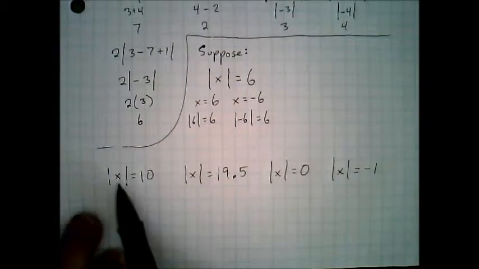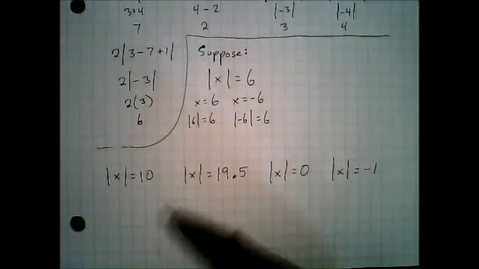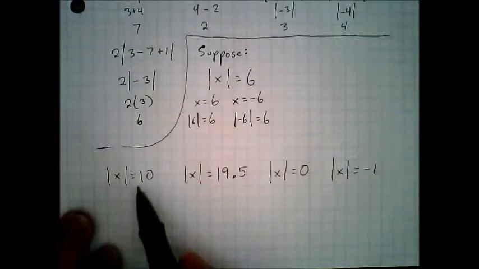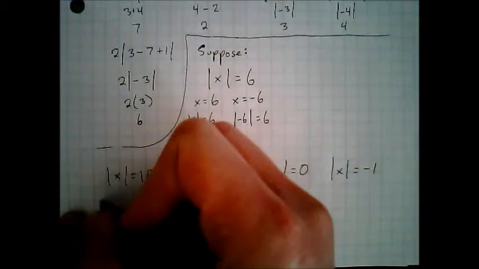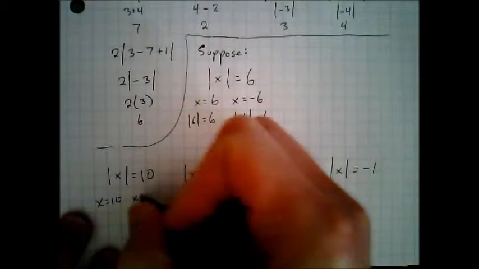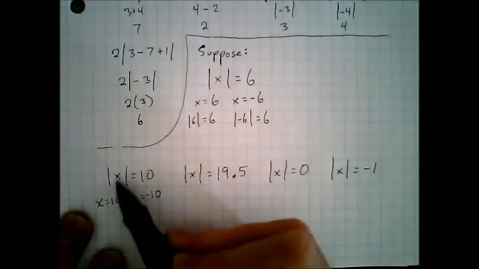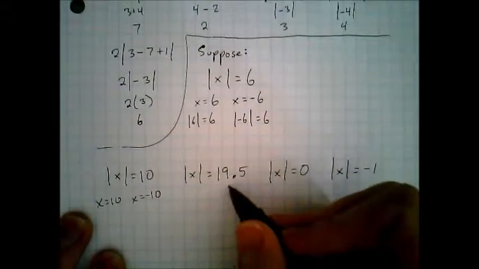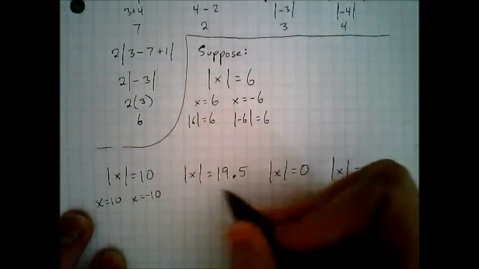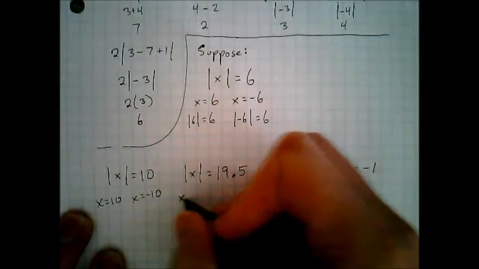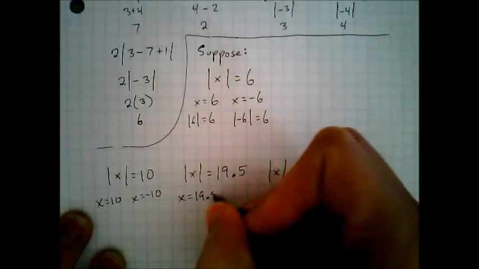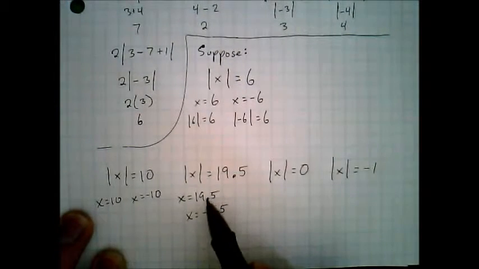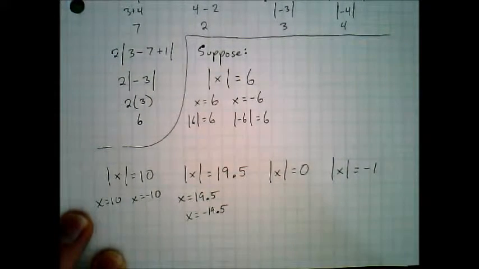Okay, so the first one, absolute value of x equals 10. We want to know what number or numbers could we take the absolute value of and be left with positive 10. What numbers are 10 units away from 0 on the number line? Well, that's x equals 10 and x equals negative 10. The absolute value of 10 is 10. The absolute value of negative 10 is also 10. The second one: what numbers are 19.5 units away from 0 on the number line? So that's x equals 19.5 or x equals negative 19.5. The absolute value of both of these is that 19.5 that we want.